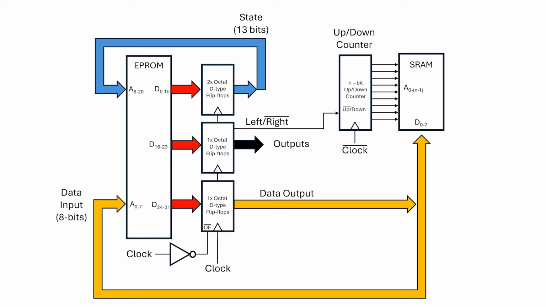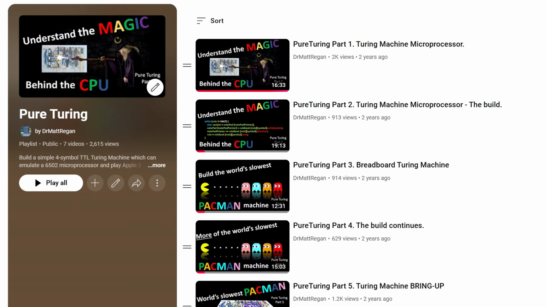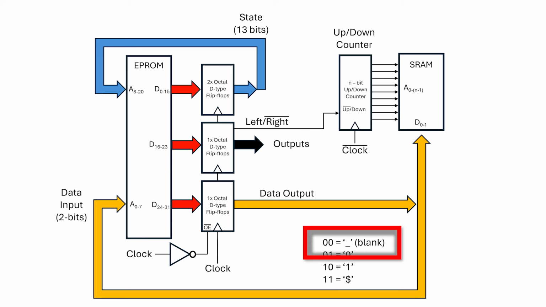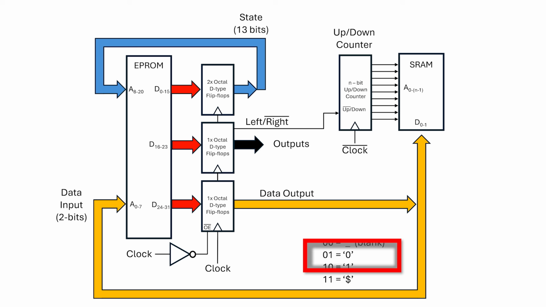You might be wondering, how on earth is this a microprocessor, and how can it run something like Z80 machine code? Well, in another playlist, I built a machine almost exactly like this, except I've simplified the data bus to have only 2 bits. I assign 4 symbols to these 2 bits. 00 is underscore, which is also blank. 01 is the digit 0. 10 is the digit 1, and 11 is the dollar symbol.